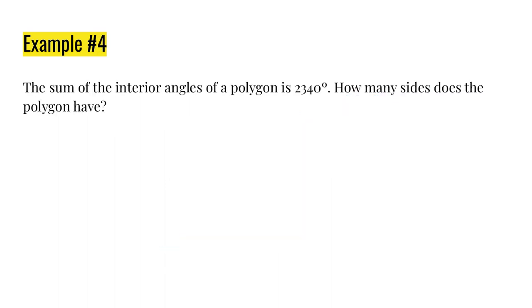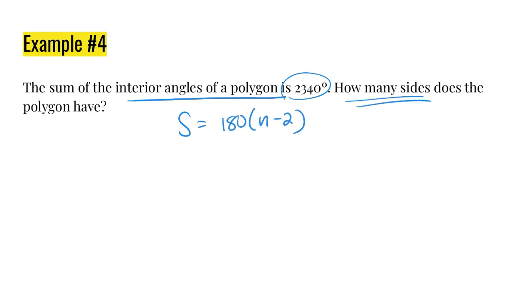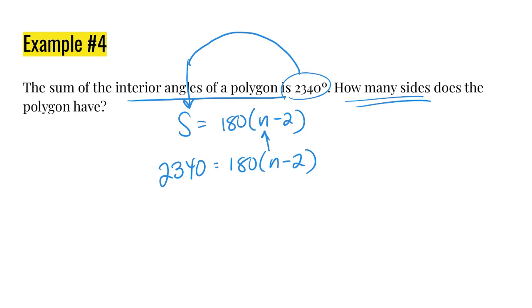Another example, the sum of the interior angles of a polygon is 2340. I know a formula for that, 180 times n minus 2. How many sides does the polygon have? That's not asking for this value like we usually have been finding out. It's asking for this value, the number of sides. 2340 is the sum. So I'm going to go ahead and plug 2340 in for the sum, and I have some algebra that I need to solve this equation working backwards.